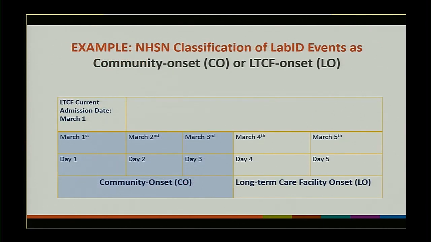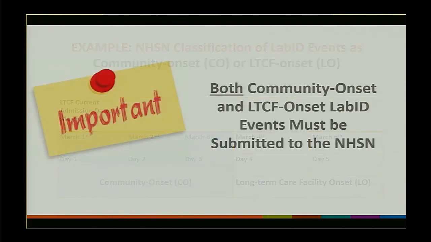So here's just a visual of March. If your resident has a current admission date of March 1st, then any specimen collected on March 1st, 2nd, or 3rd will all be categorized as community onset. Anything beyond that is long-term care facility onset.